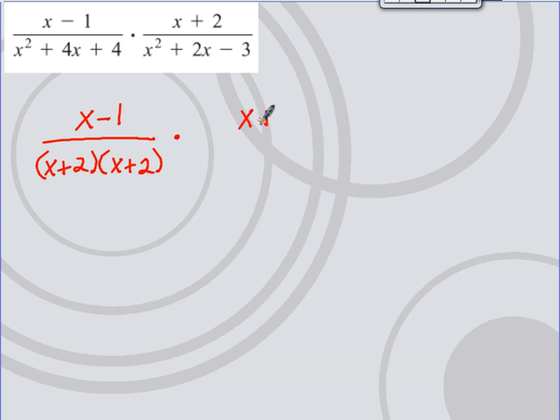Here you have a line on top already. Don't try to factor a line. On bottom you have x squared plus 2x minus 3. x and x. What multiplies to give me negative 3 and adds to give me a positive 2?